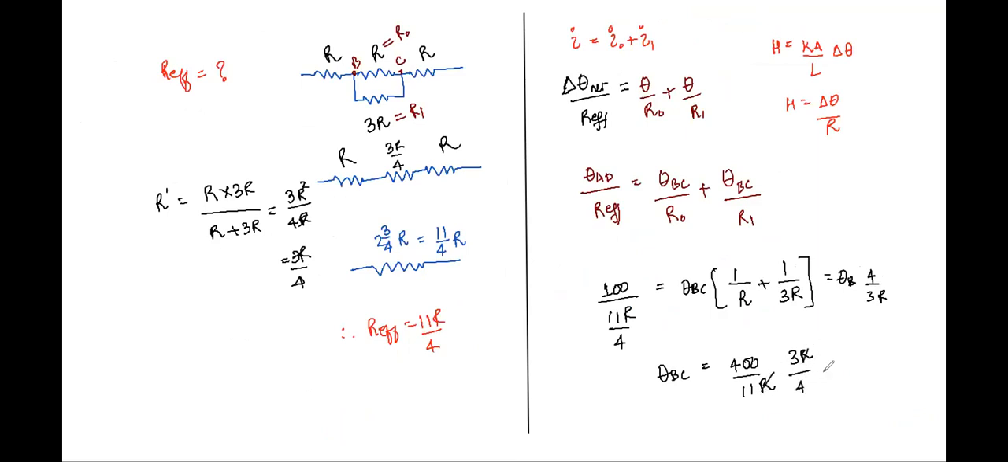So this will give us 100 into 3 upon 11, that is 300 by 11. Am I correct in writing this? Yes, sir. Okay, just go through the question once again, Karuna. Be sure that you have understood this well, right? I think this should give you somewhere around 27.27 Celsius, right?